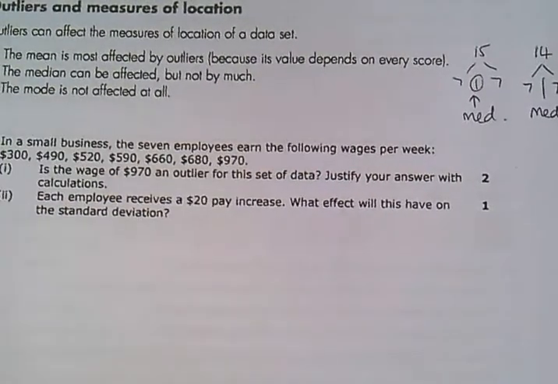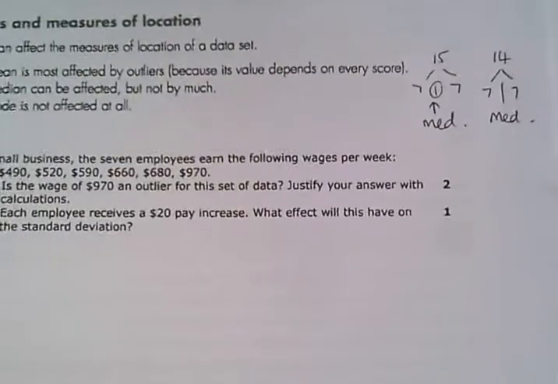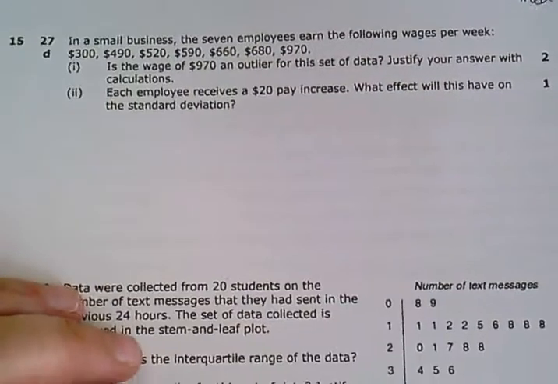The mode is not affected at all if you take away an outlier. You're still going to have that big high peak of the score that occurs the most. All right, so the mode is not affected at all. Okay, let's look at this question.